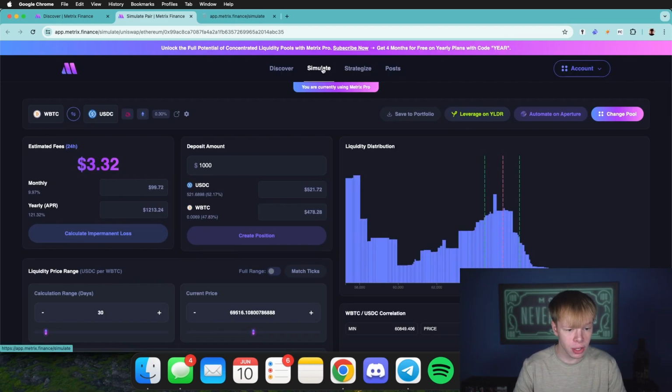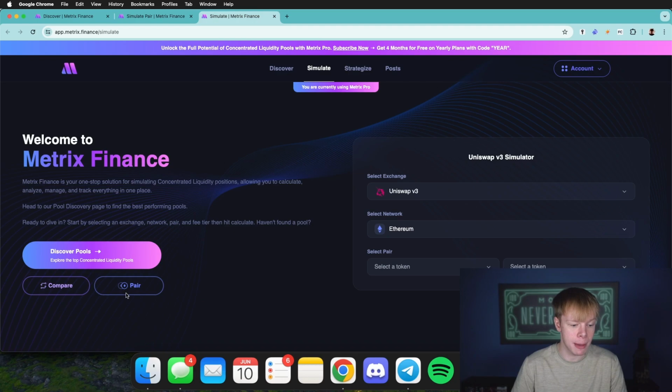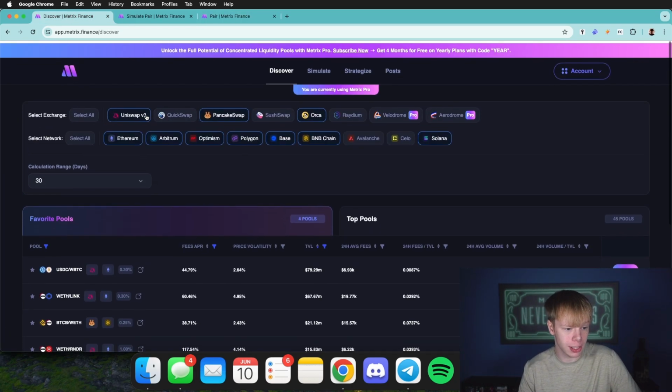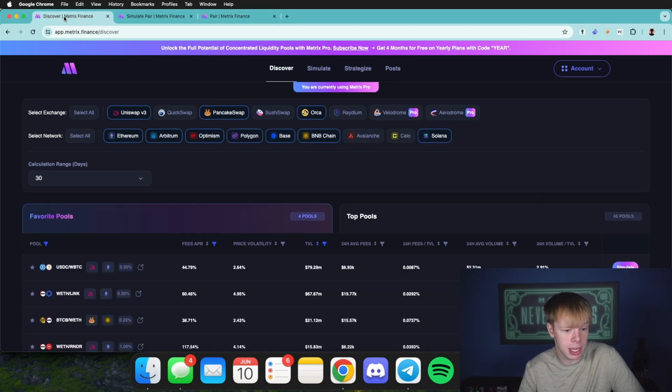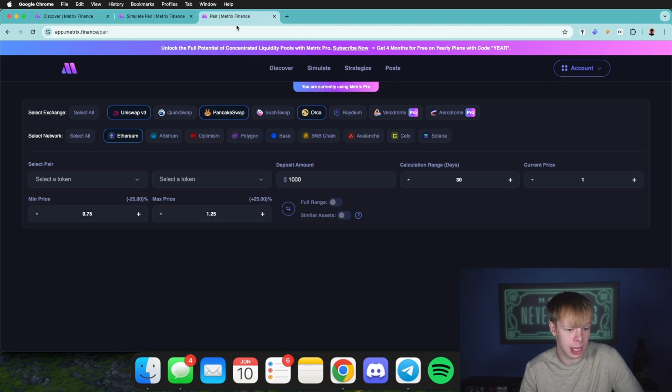So we'll head back over to the simulate page. I'm just going to open it in a new tab and go over to the pair function. And once we are on the pair function, we're going to want to select the same exact exchanges and networks that we would use over on Discover. So that's going to be Uniswap, PancakeSwap, as well as Orca for me. And I'm also going to select all these different networks down here as well.